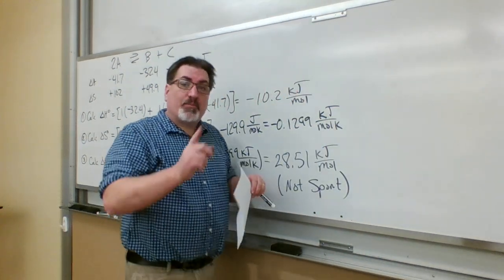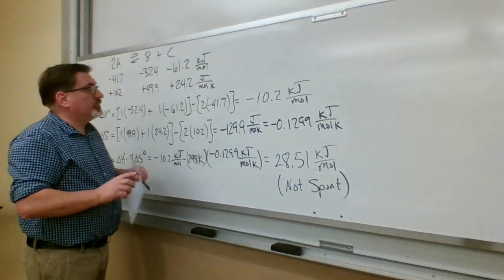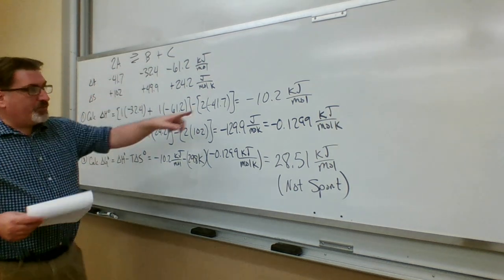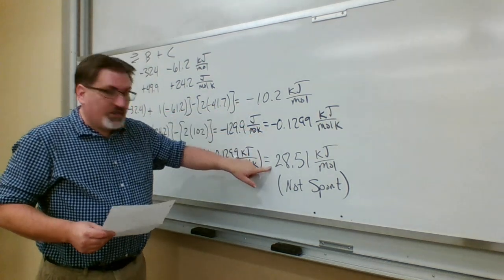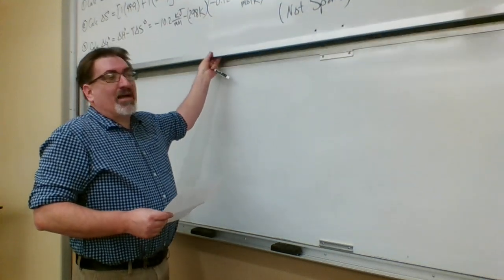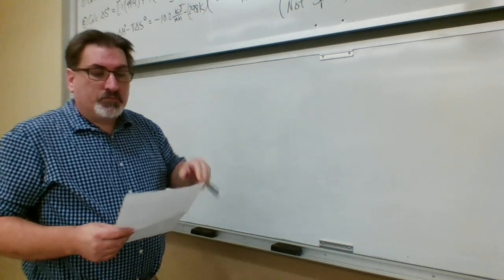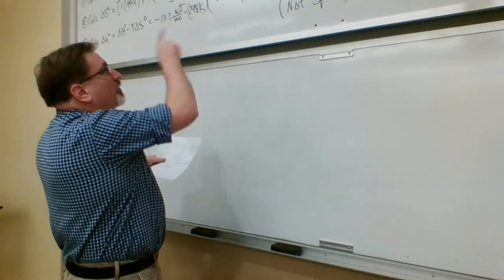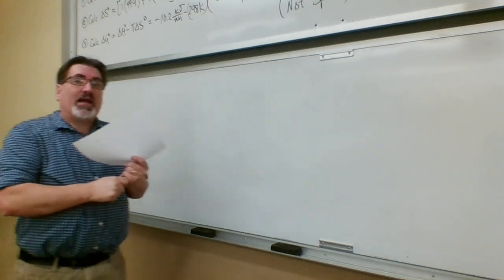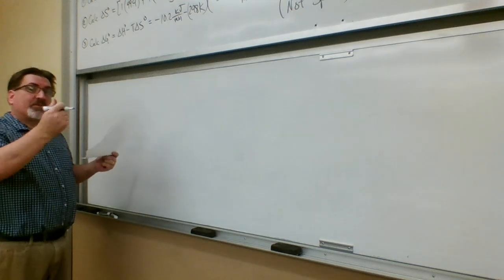All right, so like I said, we're picking right up where we left off before with our 2A goes to B plus C with our same H, S, and G calculations at standard conditions. I got three more things we're going to do. In this particular example, delta H and delta S were both negative, and when that happens, there's a temperature at which it'll flip spontaneity.